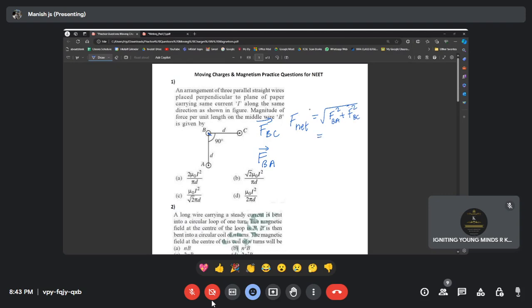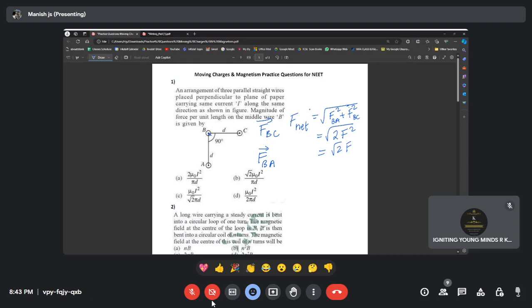Because both forces are equal in magnitude, since the distances are also equal, we can simply write, in general, 2F square. Is it correct? Now that F you can take out of the root, so it will be root 2 into F. So this is the net force.